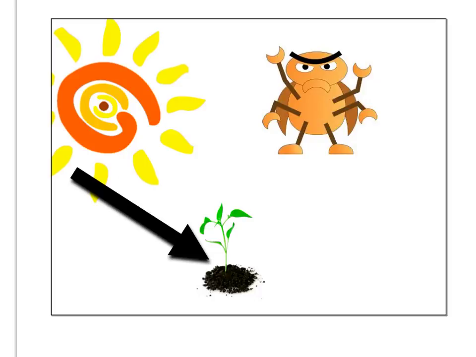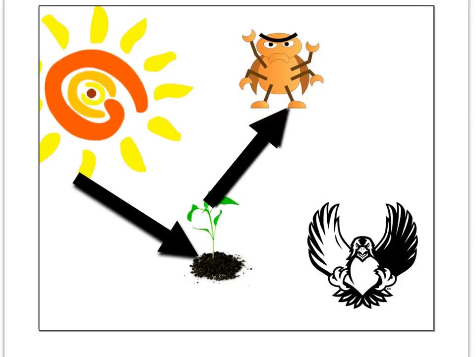Producers themselves also are a great food source for organisms. Today, our producer will be eaten by the bug. The energy flows from the sun to the producer, and now that energy has been transferred to the bug. The bug is not yet at the top of the food chain. After the bug has eaten the plant, the bug itself is eaten by the bird.